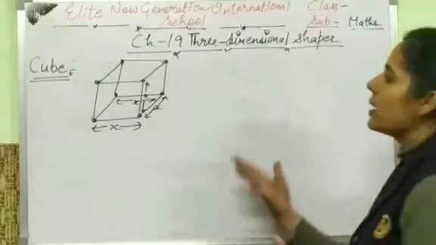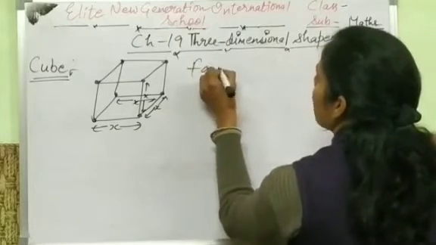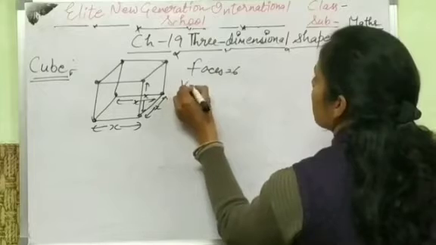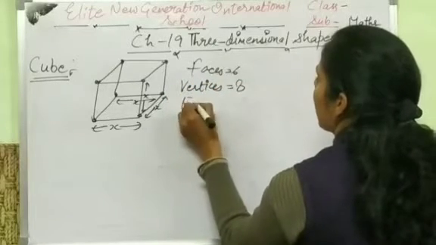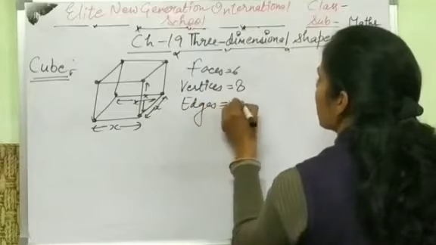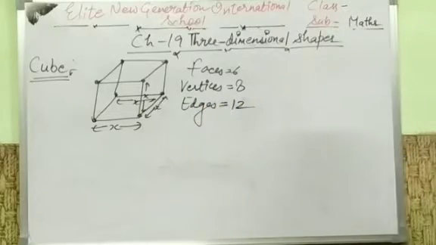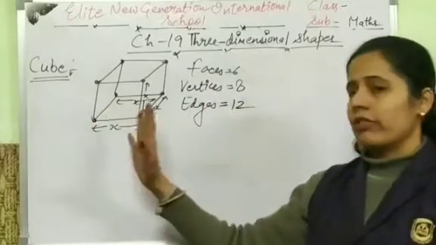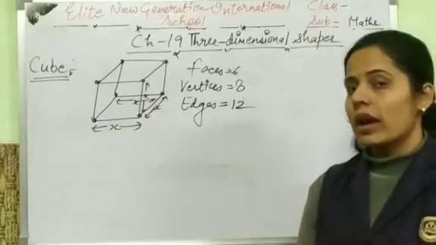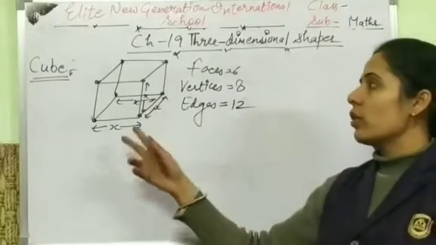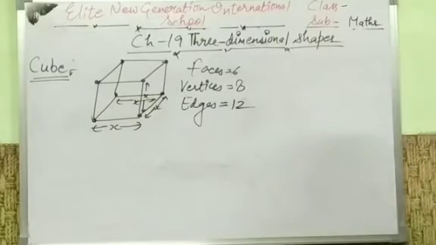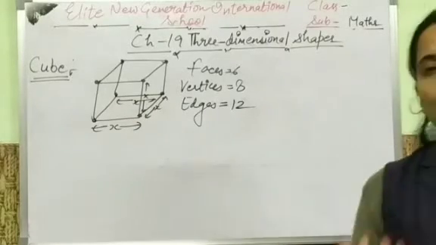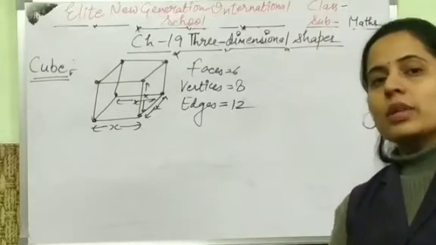A cube has 6 faces, 8 vertices and 12 edges. And you can also write the names of all the 6 square faces in the shape of a cube. Dice, ice cubes and sugar cubes are all examples of a cube.